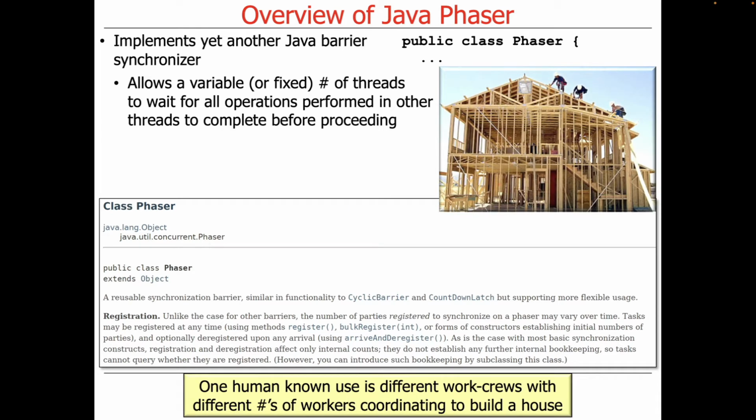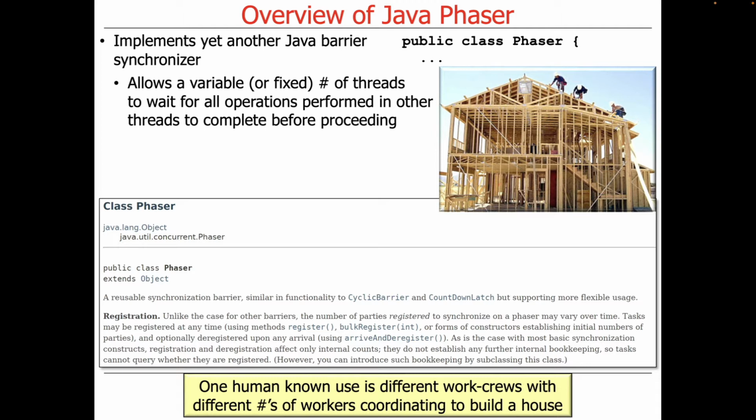An example I like to use here, it's a little harder to find a good human known use example, but I think this one's probably okay. If you had people building a house, you might have different work crews. You might have the foundation crew who pours the foundation. You might have the framing crew that puts the wood on. You might have the roofing crew, the electrical crew or the flooring crew or whatever. And those crews might not have the same number of people. One might have 5, one might have 2, one might have 11, who knows?